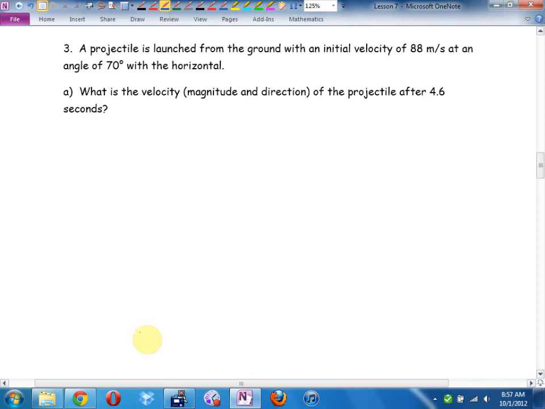Projectile is launched from the ground with an initial velocity of 88 meters per second at an angle of 70 degrees with a horizontal. Okay. What is the velocity, magnitude, and direction of the projectile after 4.6 seconds? So we're launching like this. Boom. 88 at an angle of 70 degrees. Boy, that looks like 45 degrees. That should be way steeper. Oh, whatever.